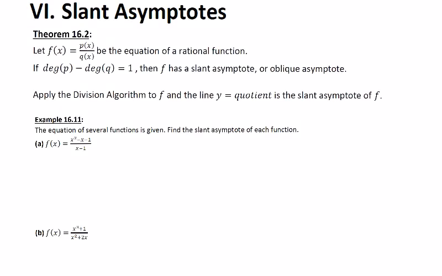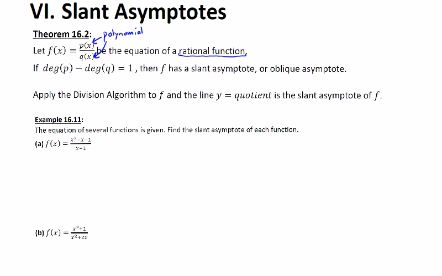In part 6 of section 16, we're going to discuss slant asymptotes. Theorem 16.2 says, let f of x equal p of x over q of x be the equation of a rational function. And we know that with a rational function, by definition, we have to have a polynomial as the numerator, and we have to have a polynomial for the denominator.